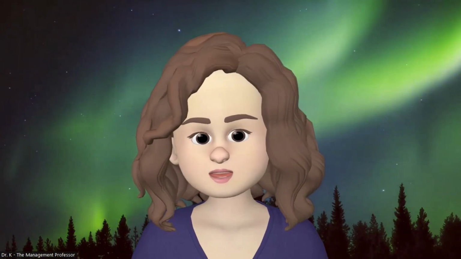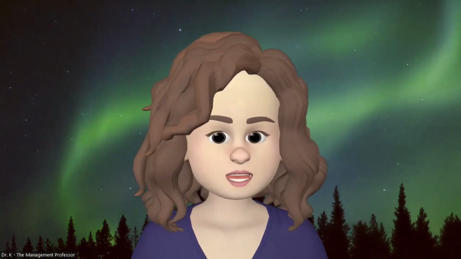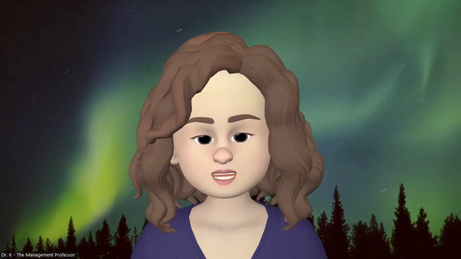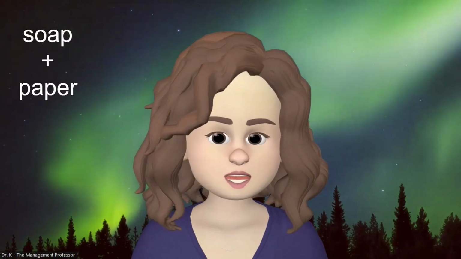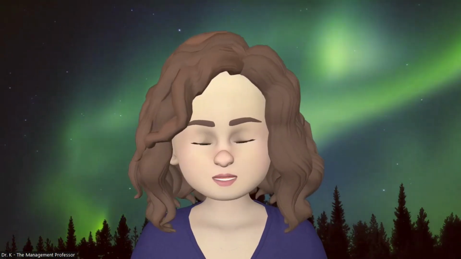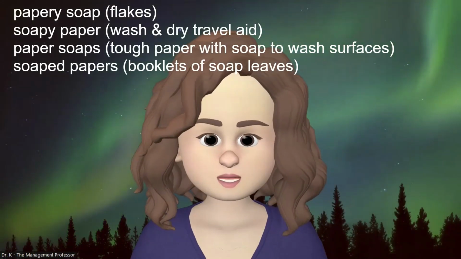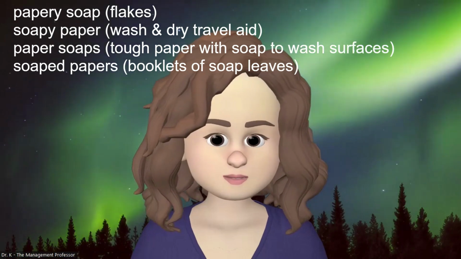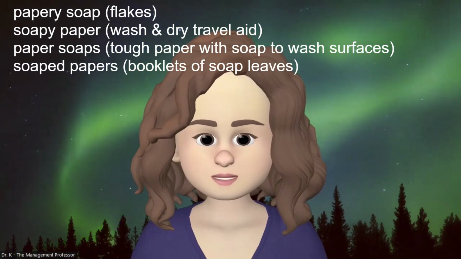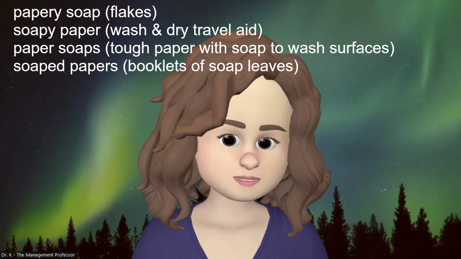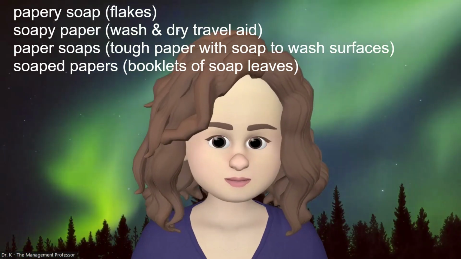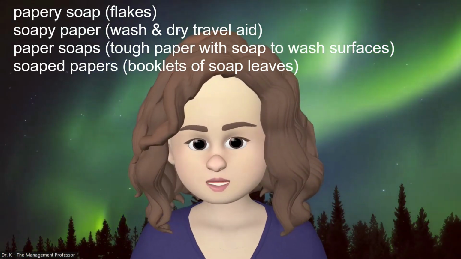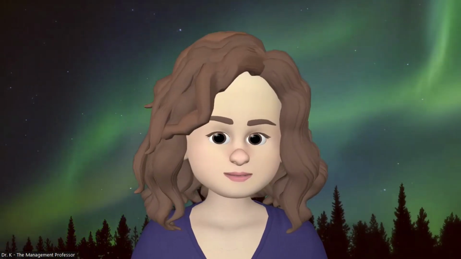It's actually a little simpler than it sounds. Here's a generic example. Think of soap and paper as the elements. Papery soap, like flakes. Soapy paper, like wash and dry travel aid. Paper soaps, tough paper with soap to wash surfaces. Soaped papers, like booklets of soap leaves. Stuff like that.